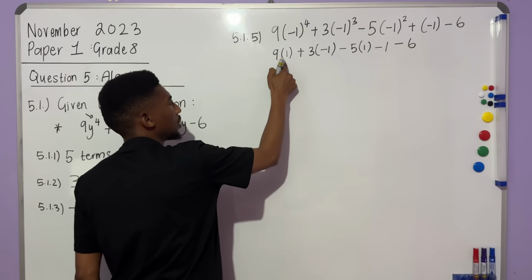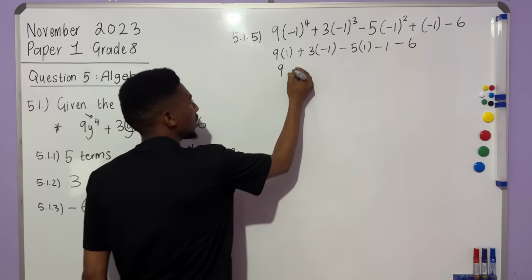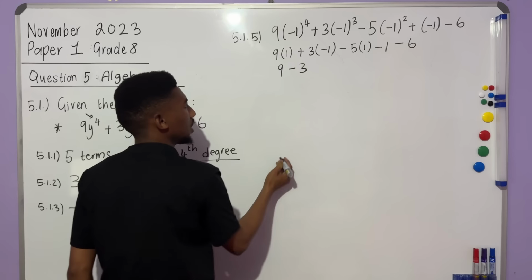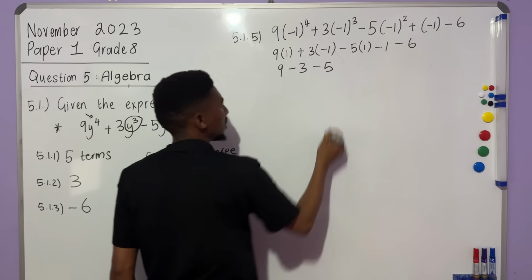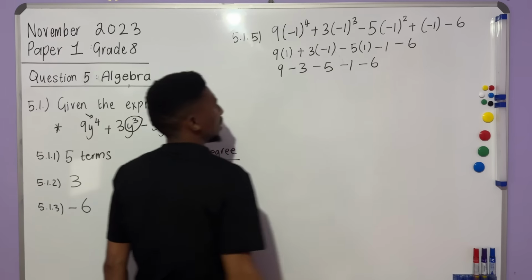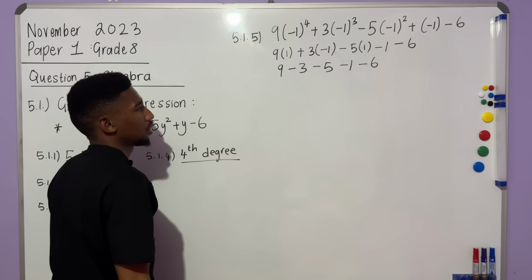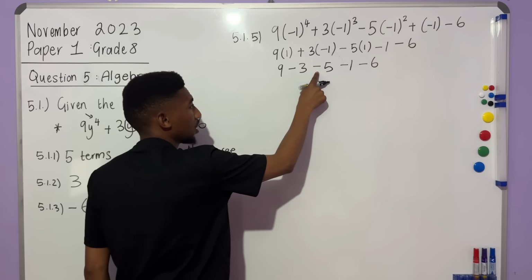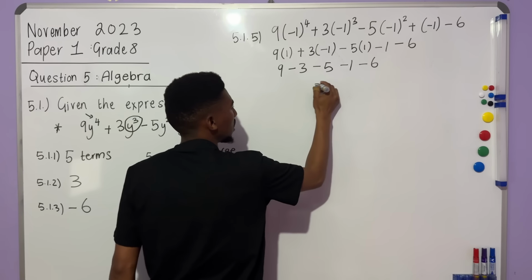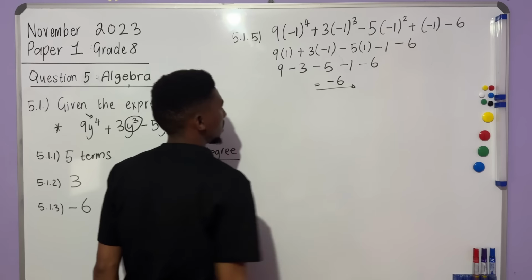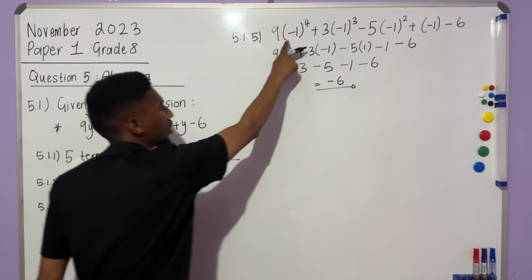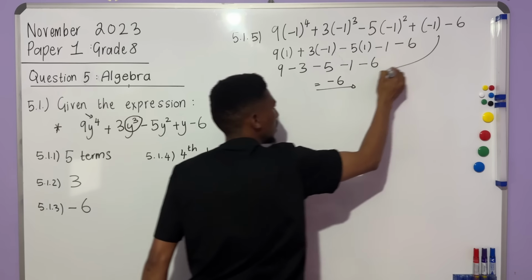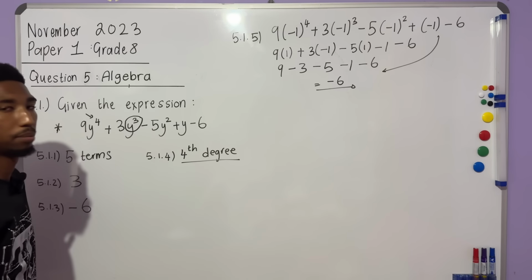Okay, if a number is outside the bracket, we multiply. So 9 times 1 is 9, right? And plus 3 times minus 1 is minus 3. Minus 5 times 1 is minus 5. We have minus 1, minus 6. Okay, it's quite lengthy. 9 minus 3 is 6. Minus 5 is 1. Minus 1 is 0. And the final answer is minus 6. You do have to show these steps. You cannot just put this into a calculator. However, you can put it into a calculator to check if that is the correct answer.